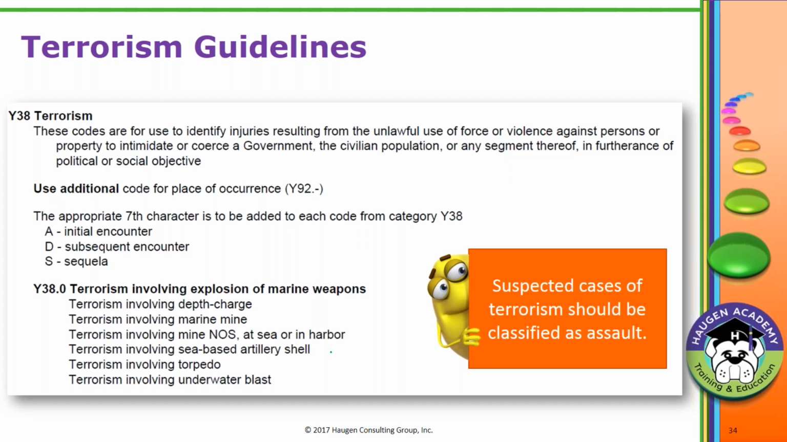You can use additional codes for the place of occurrence, those Y92 codes, because we do have that use additional code note that tells us it wants to know the place of occurrence as well. So hopefully that documentation will support that. More than one Y38 code can be assigned if the injury is a result of more than one mechanism of terrorism. And goodness gracious, I would hope never to see a chart like that.